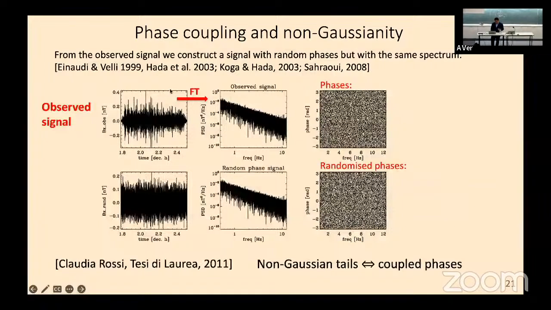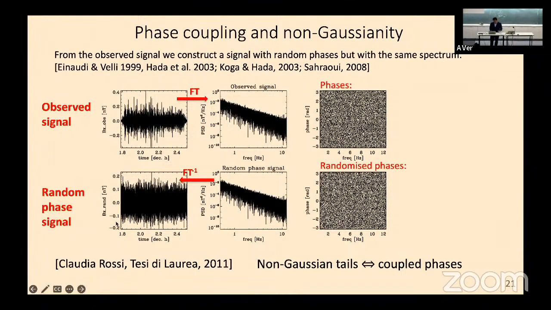If the observed signal is shown here, we may do a Fourier transform, then we obtain the amplitudes of the signal and the phases. The amplitudes are shown here, they are following the spectrum, and the phases are shown in this panel. The phases look quite random, this panel looks like noise, but in fact there is a certain degree of coherence in this signal. If we destroy this coherence by randomizing the phases and then doing an inverse transform, keeping the same Fourier amplitudes but with randomized phases, we obtain the random phase signal.